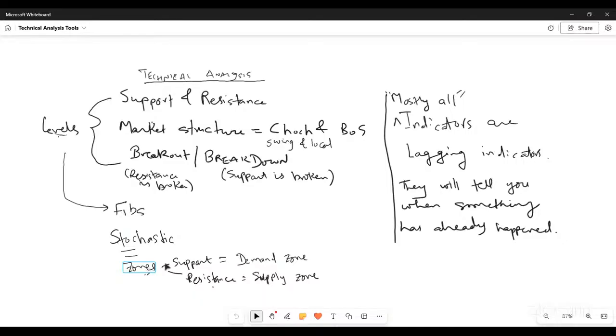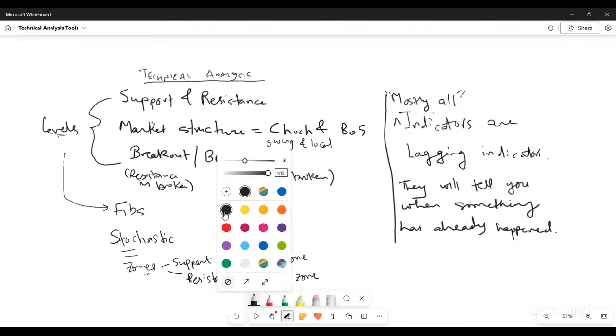And then zones is my favorite. They're still levels based, where you see a strong support that can become a demand zone, where you see a strong resistance that can become a supply zone. There's also the order block. Order blocks and demand zones, supply zones, there's a slight difference here.